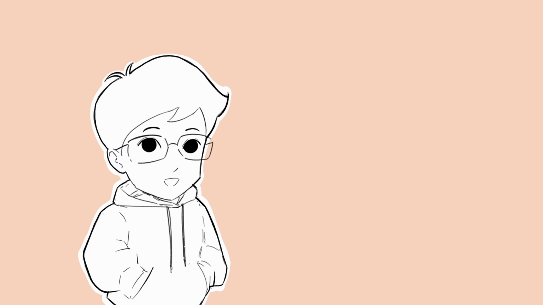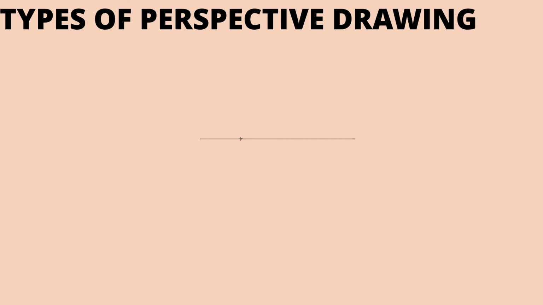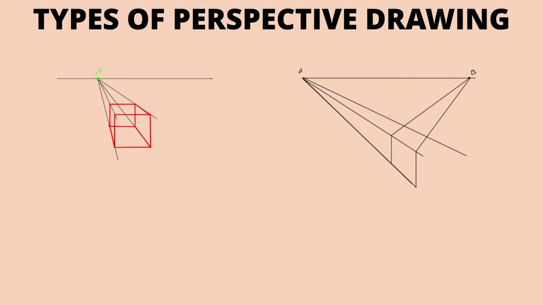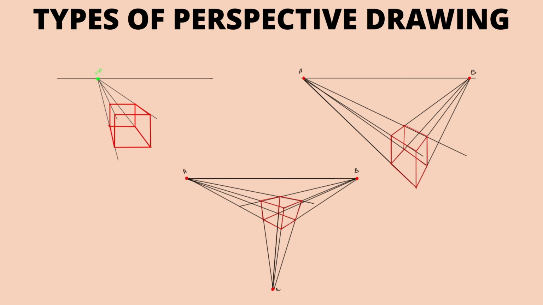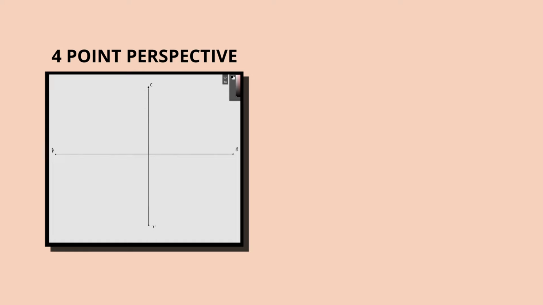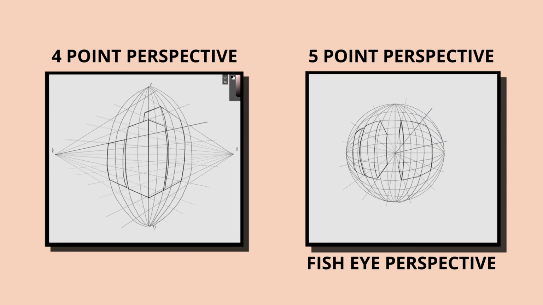Now, based on the number of vanishing points, there are mainly 3 kinds of perspective drawings. 1-point perspective, where you have only 1 vanishing point, 2-point perspective with 2 vanishing points, and 3-point perspective with 3 vanishing points. There are other kinds of perspective drawings, like the 4-point perspective and the 5-point perspective, also known as the fisheye perspective, but they are not as important.